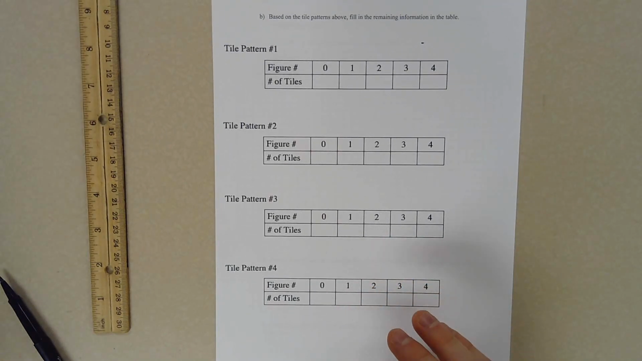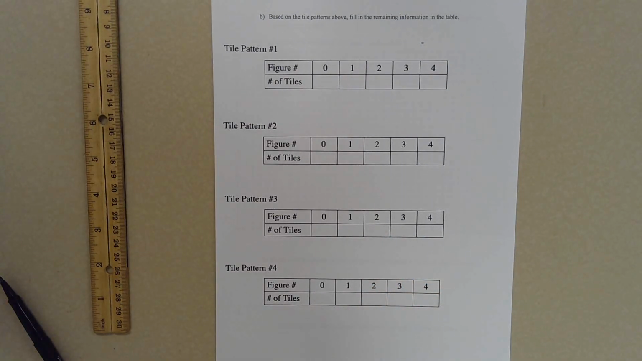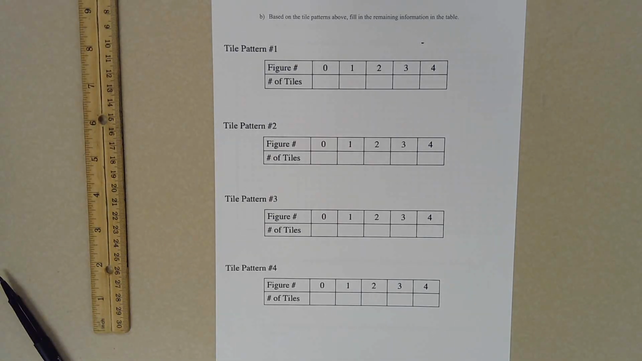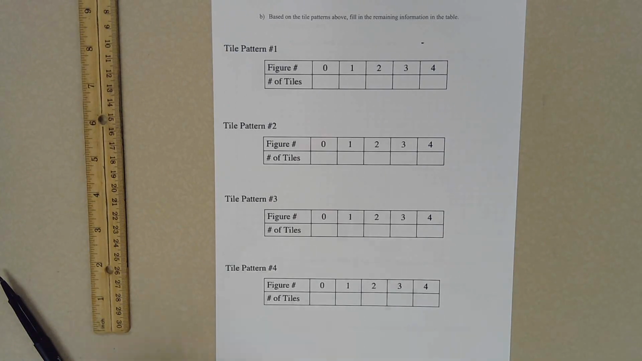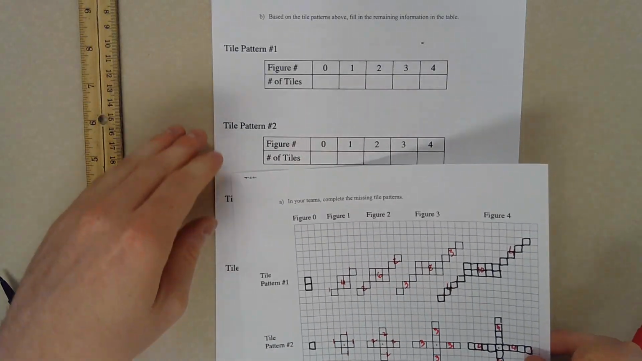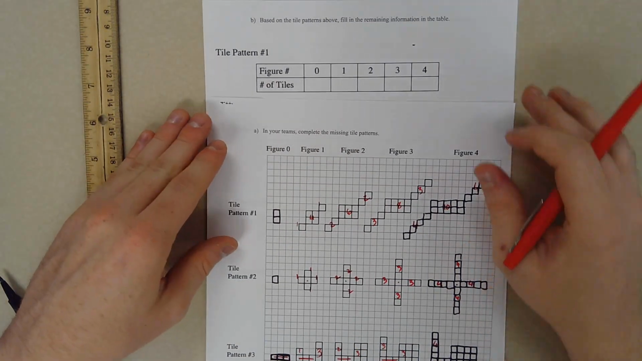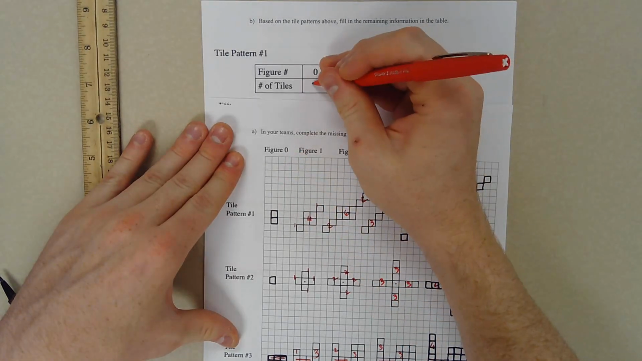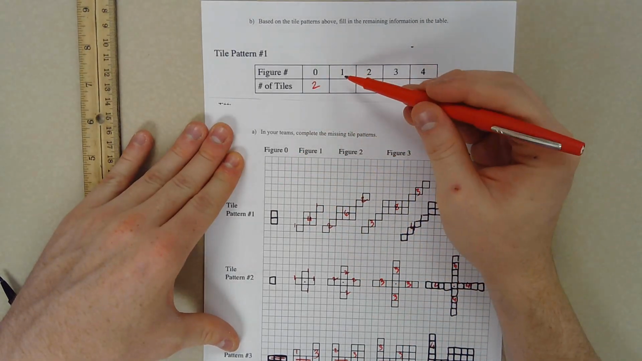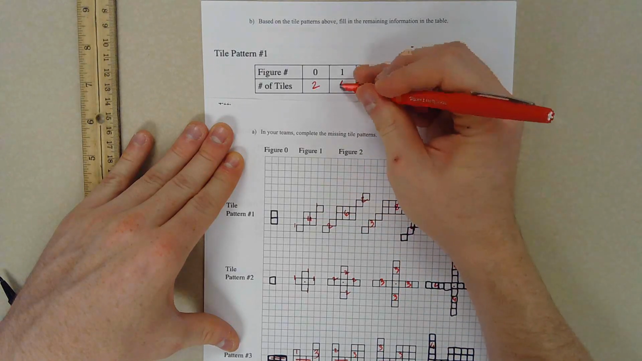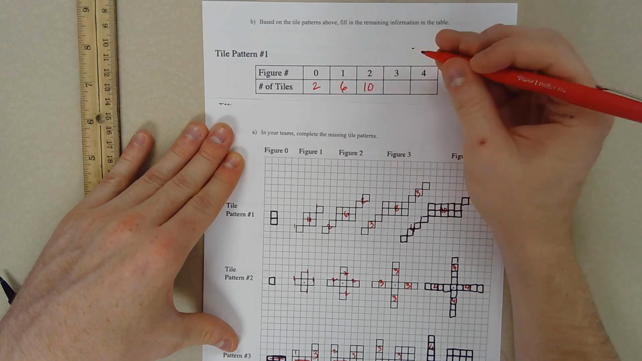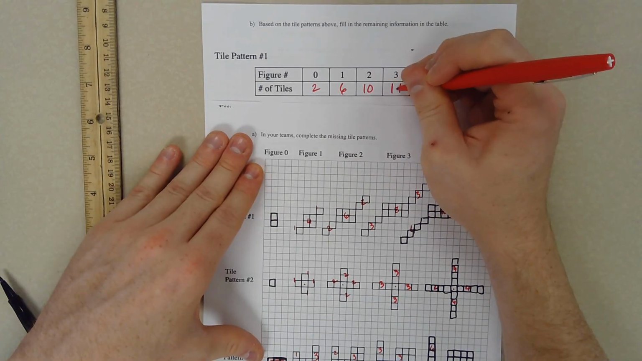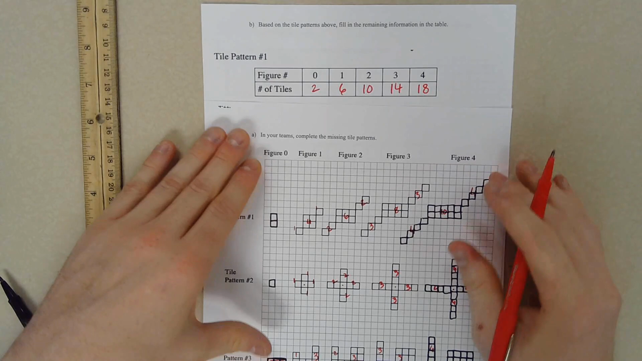Now, going on to our next pattern, there were some tables here that we're supposed to fill out. I'm sure you would have all figured that out by now as well. If you need to pause and challenge yourself to fill out these patterns, otherwise we're going to do that here. So in tile pattern 1, in figure 0, there's 2. In figure 1, there's 6. In figure 2, there is 10. So we know that there is 14 and 18.